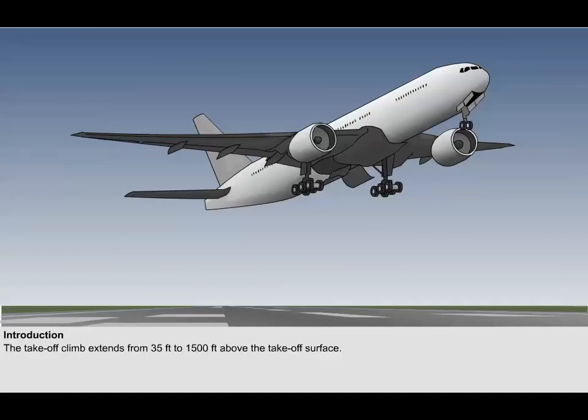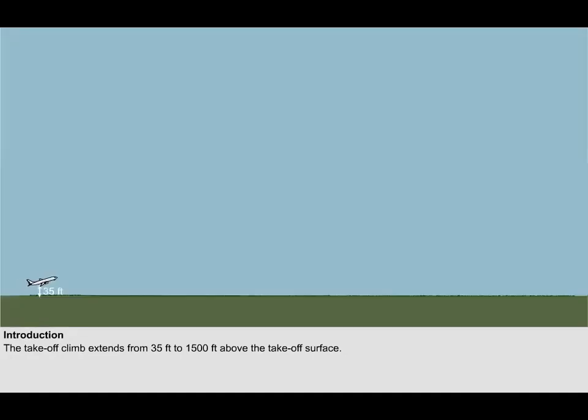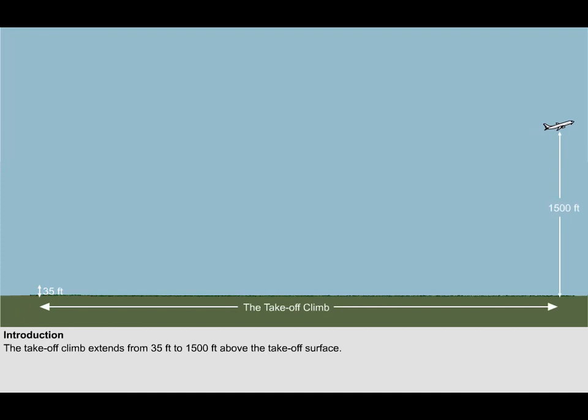This lesson will focus on the takeoff climb requirements for Class A aeroplanes in the commercial transport category. The takeoff climb, or takeoff flight path, extends from 35 feet above the takeoff surface to 1,500 feet above the takeoff surface. However, with a contaminated runway takeoff, the takeoff climb begins at 15 feet and not 35 feet. The point on the ground directly below the 35-foot screen is called reference zero.